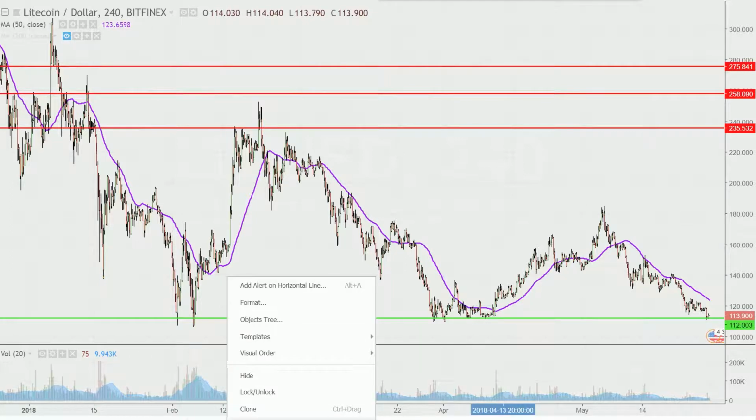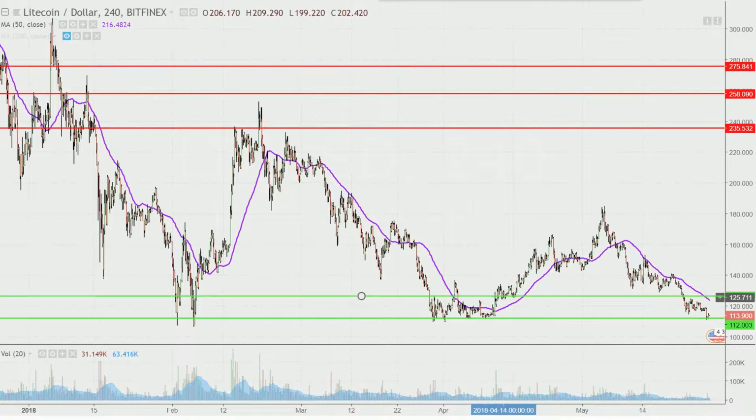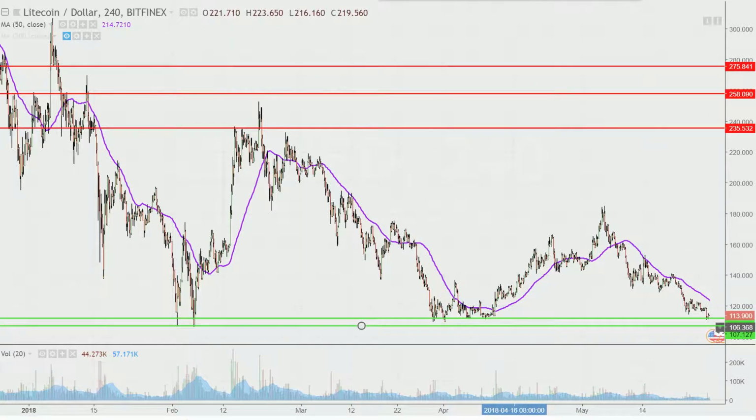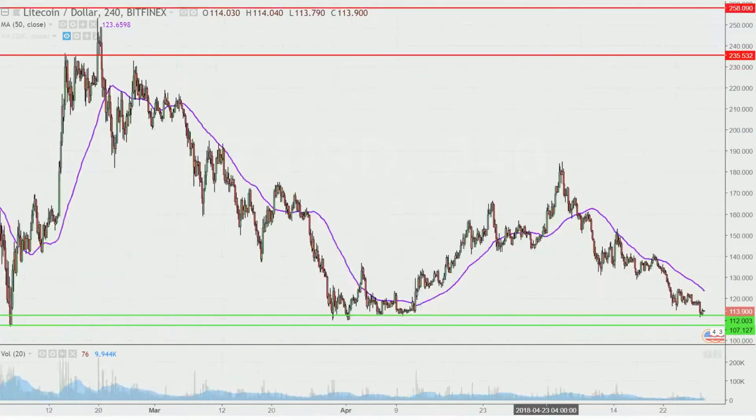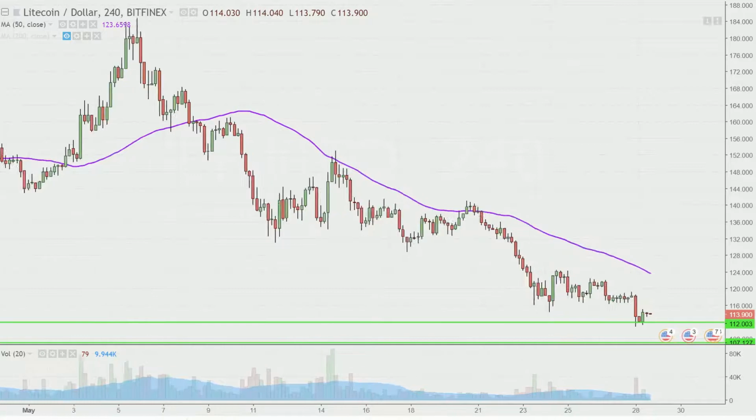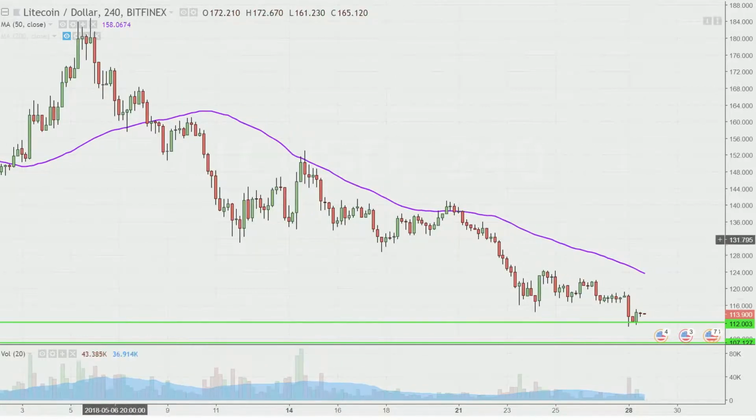In the event 112 cannot hold, the next key overall area, and I realize it's hard to see, but this just really goes to show how long ago the price was down here, is 105. That would be the next key level of support if 112 cannot hold. So we'll see what happens with it. But as far as the overall trend is concerned right now, via this purple line here, you can see that the bears are in full control.